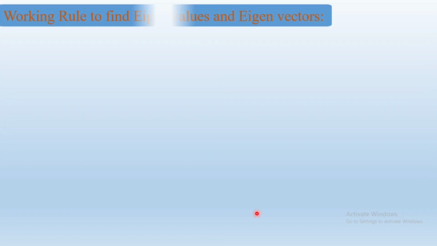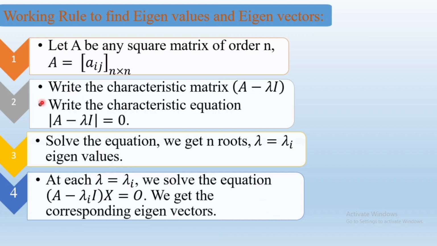Now let us see the working rule to find eigenvalues and eigenvectors. Let us see the steps. Step 1: let capital A be any square matrix of order n, A equal to the matrix Aij, n by n. Now I want to take a matrix of order 2, A that is equal to 4 2 1 5.